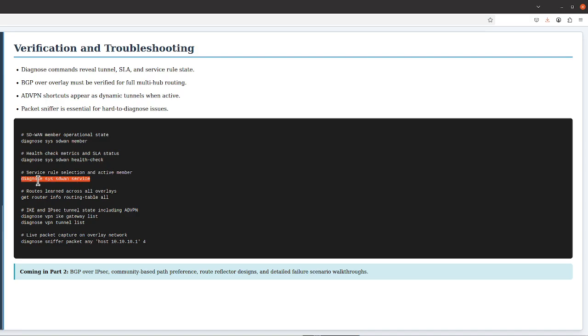The get router info routing-table all command displays the routing table after all SD-WAN and BGP processing. Multi-hub designs rely on dynamic routing, typically BGP, running across the overlay tunnels, and this command confirms that routes are being learned from both hubs correctly. If only Hub 1 routes appear and Hub 2 routes are missing, that usually indicates a BGP neighbor issue on Hub 2 or that Hub 2 tunnels are down.